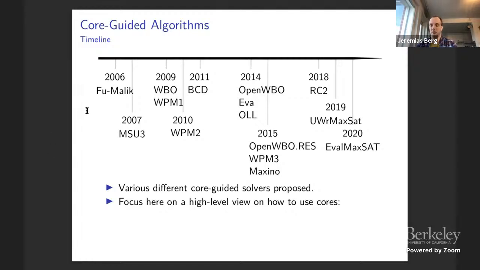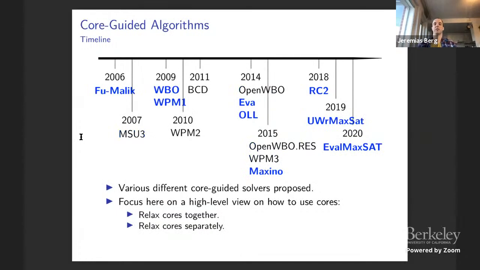The first one I'll call an approach where you take all of the cores that you find and relax them together. The second is where you try to make as much use of the information provided by individual cores as possible by relaxing the cores separately. These groupings of solver names should be taken with a grain of salt. As I already said, many solvers also use combinations of these techniques. But on a really high level and a bit roughly, you could separate the core-guided algorithms into these two groups.